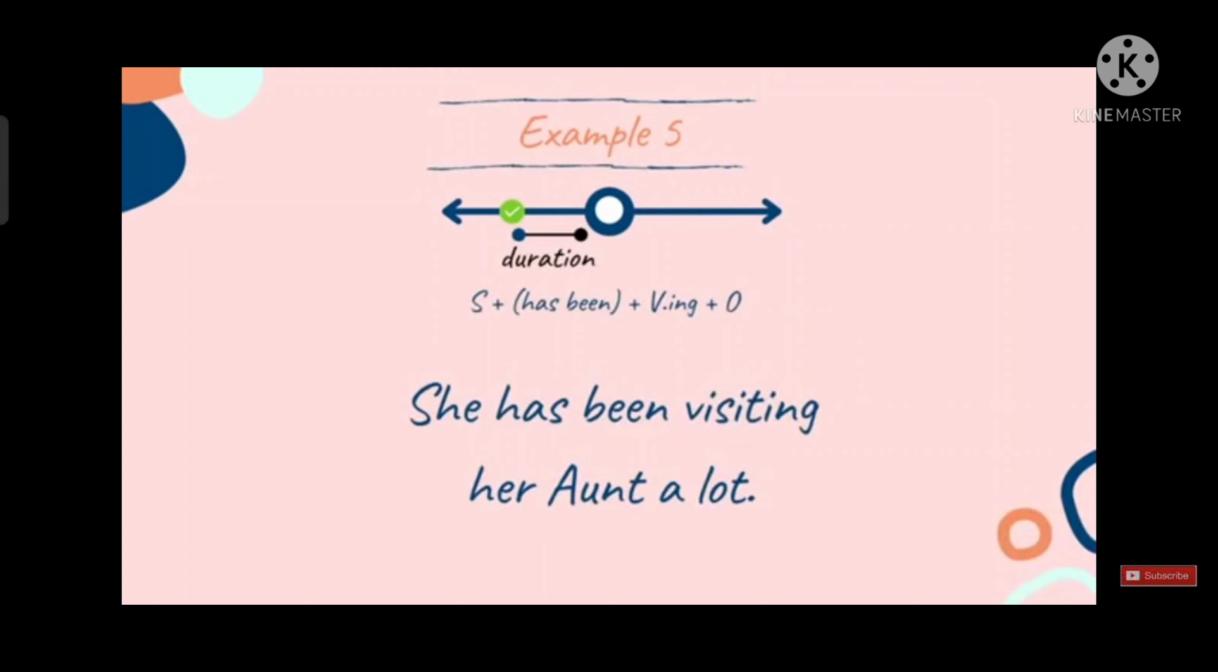She has been visiting her aunt a lot. Here, the activity of visiting started in the past and is still ongoing. The duration is not exactly mentioned, but we can understand that it has been quite long. So, the present perfect continuous tense is used here. I hope now we are clear on this tense.